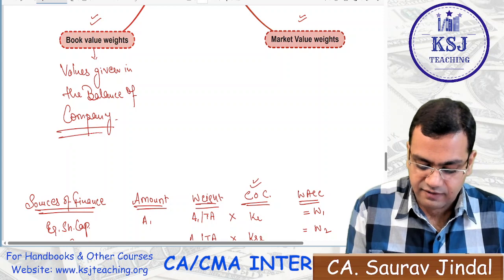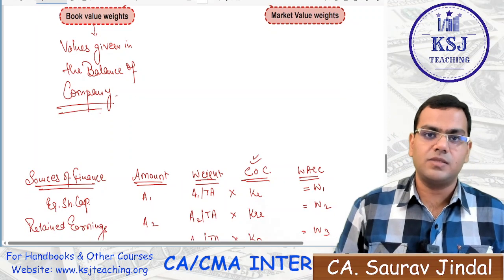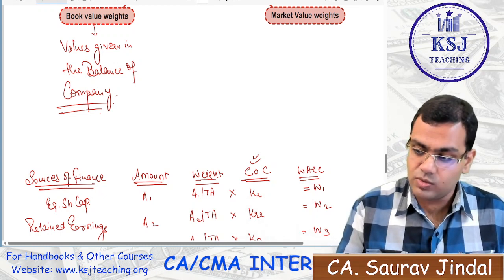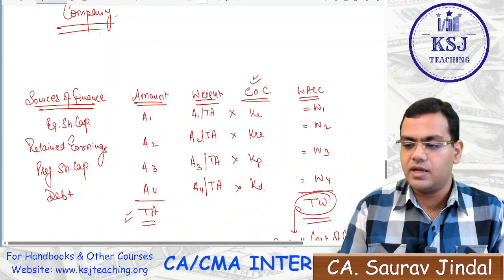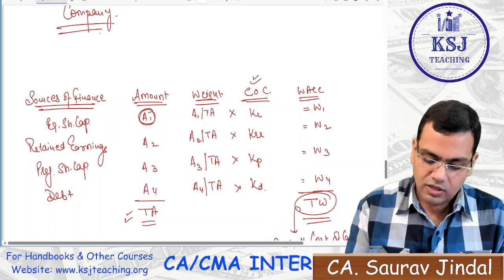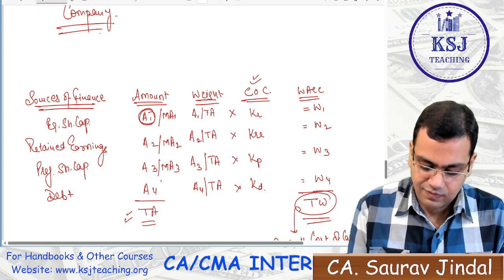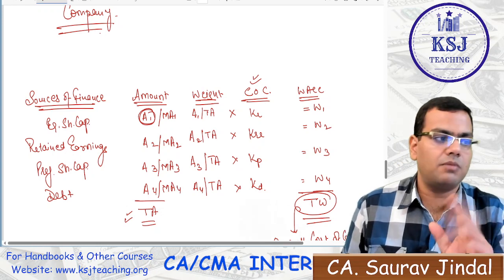Now, what are the market values? Let's say in your books, the equity share is worth 100 rupees, but in the market, the value of your equity share might be 130 rupees. Now he says, we want to calculate according to the market value weights. Sir, is there going to be any change in the format? No, sir. The format will remain the same. The only thing is, where we were taking the book values, you will take the market value A1, the market value A2, A3 and A4. You will take the market values instead of the book values.